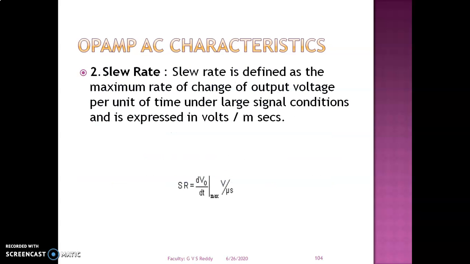Next, the second AC characteristic, slew rate. The slew rate is defined as the maximum rate of change of output voltage per unit of time under large signal conditions, and is expressed in volts per millisecond or microsecond. So the slew rate SR equals the rate of change of output voltage, expressed in volts per microsecond.